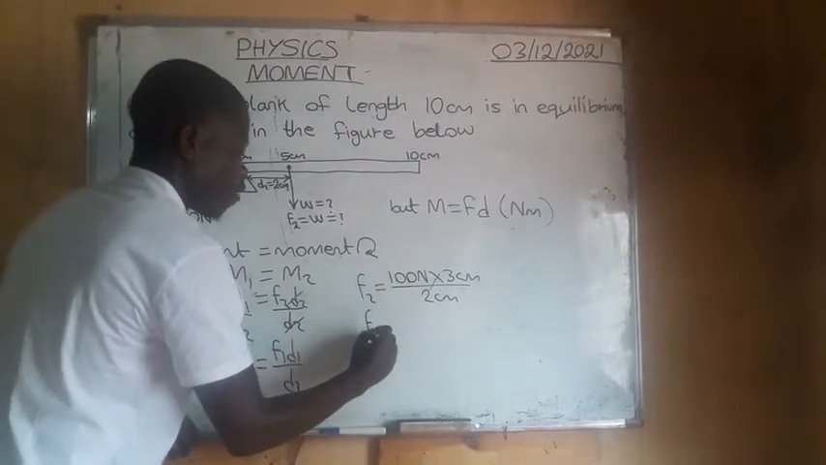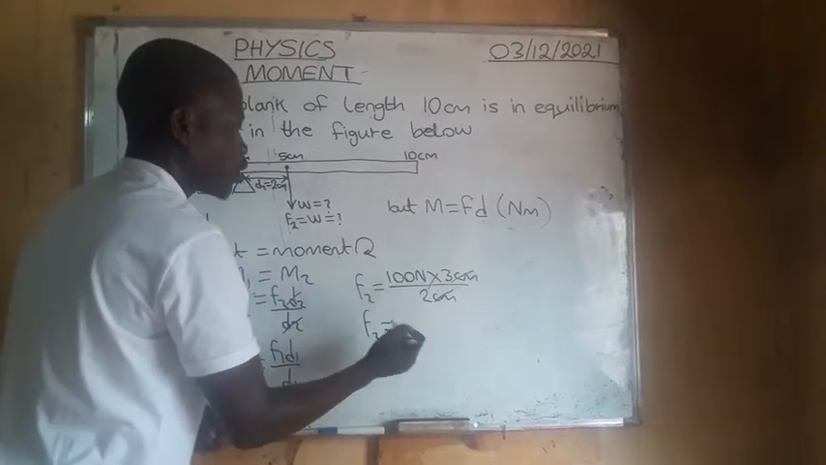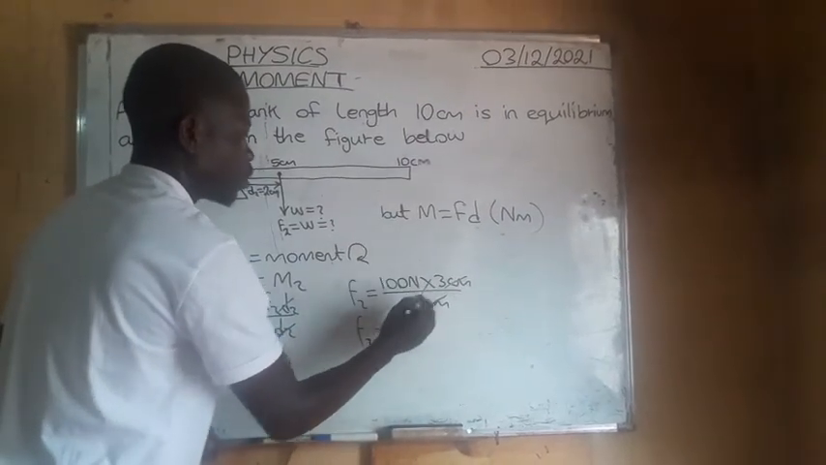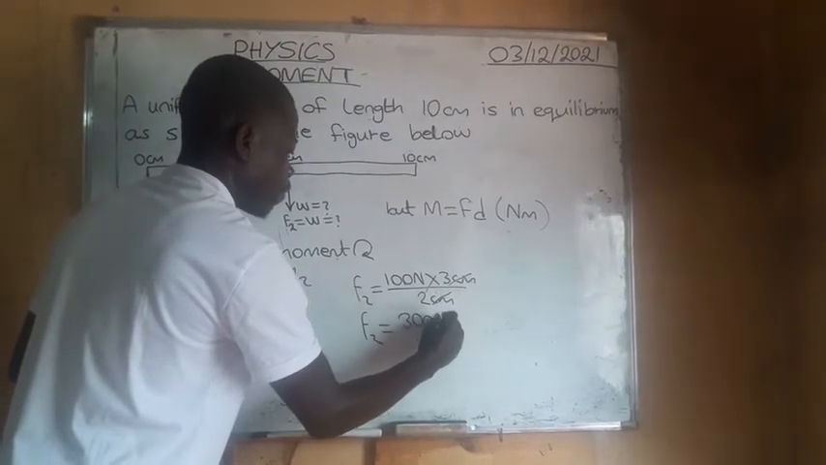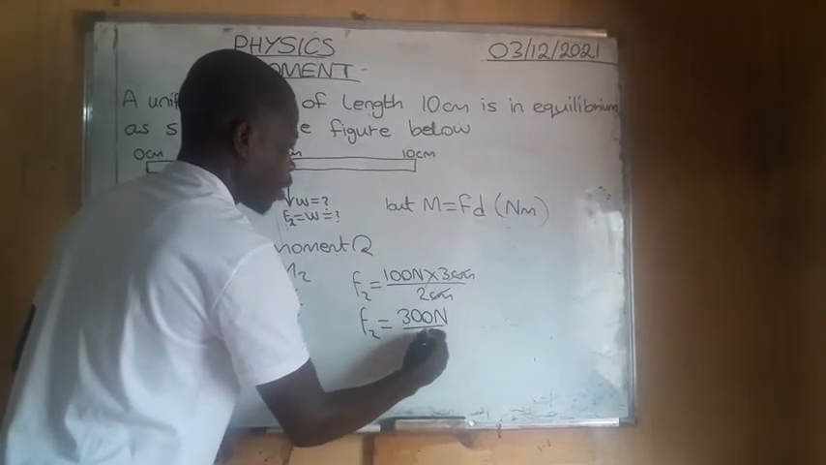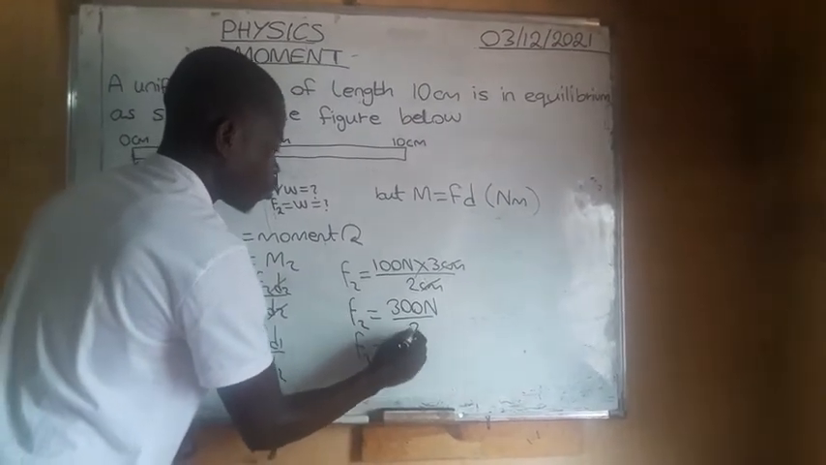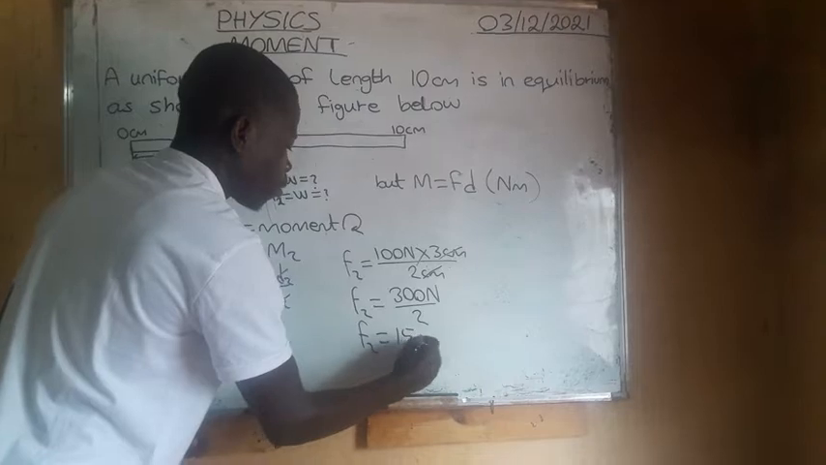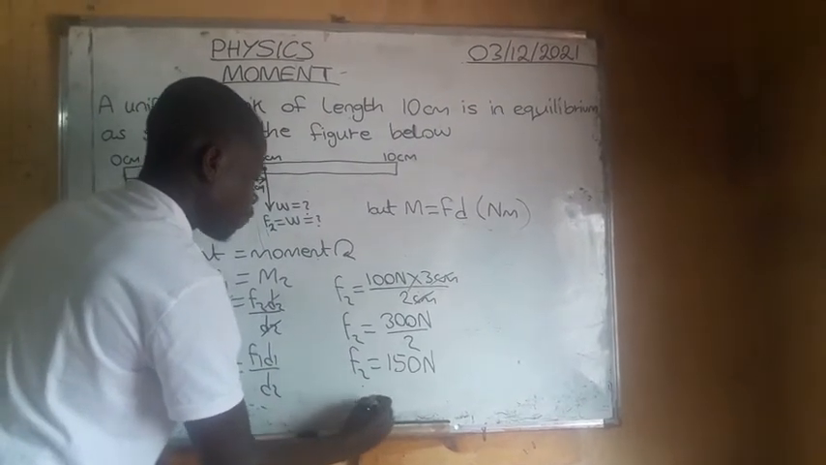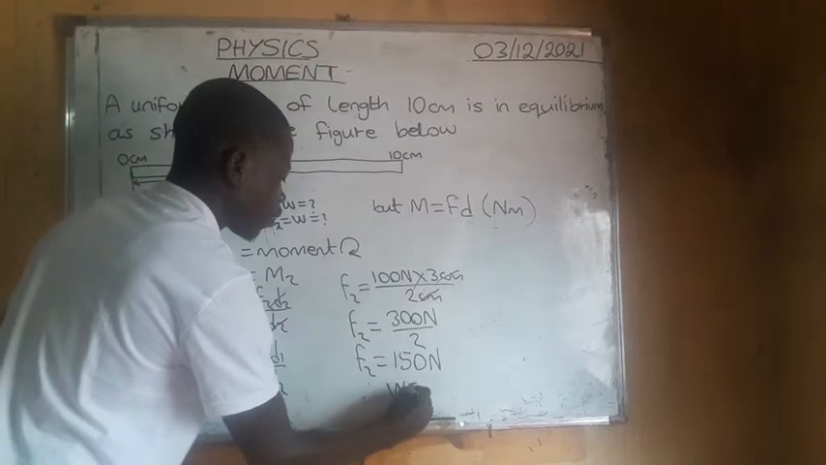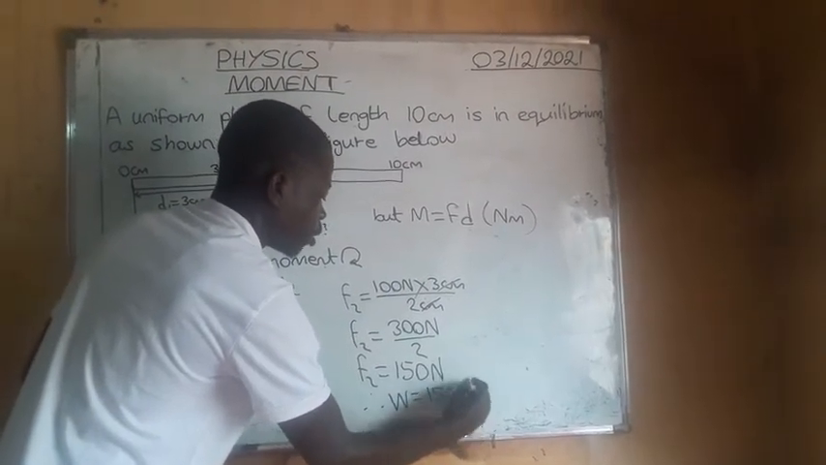So force 2 is equal to, centimeters cancel, 100 times 3, it's 300 newtons over 2. So force 2 is equal to 300 divided by 2, which is 150 newtons. Therefore, the weight of the plank is equal to 150 newtons.